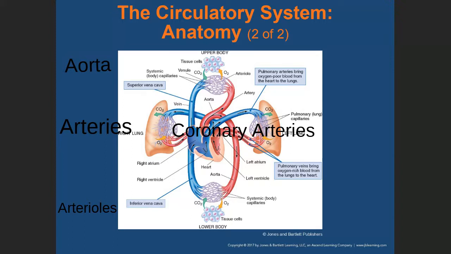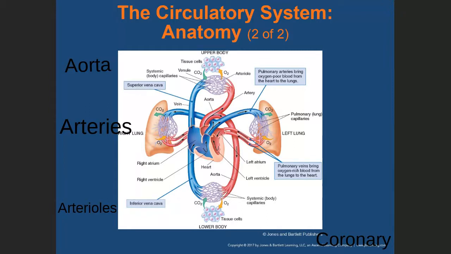All right. Let me move this. All right, so let me recap again. The aorta is the largest artery within the body, right? And you have an ascending aorta and a descending aorta. The ascending aorta supplies the upper portion of the body with blood. The descending aorta supplies the lower portion of the body with blood.